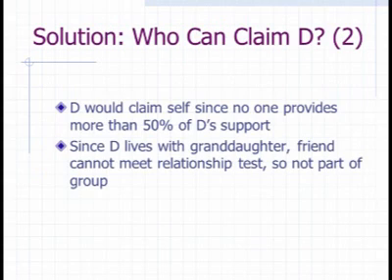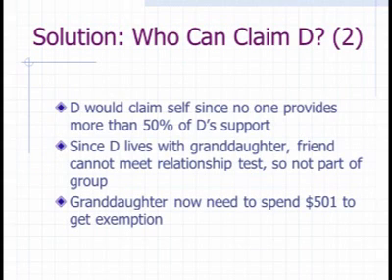So as you can see from this slide, the granddaughter now needs to, instead of putting in an extra $1, she has to get $501 to cover the $500 from the friend and have the extra $1 to be over.